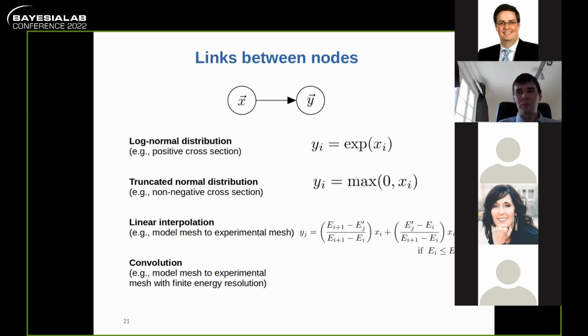For instance, if you want to model a positive quantity, as is the case for cross sections, we usually model it as a log-normal distribution, and we can implement this in the Bayesian network by introducing a link between node X and Y that performs element-wise exponentiation of the elements in X. Another possible transformation, very popular in machine learning with neural networks, is the rectified linear unit, where we truncate negative values and set them to 0. And there are a couple more, such as linear interpolations if energy measures don't perfectly overlap.